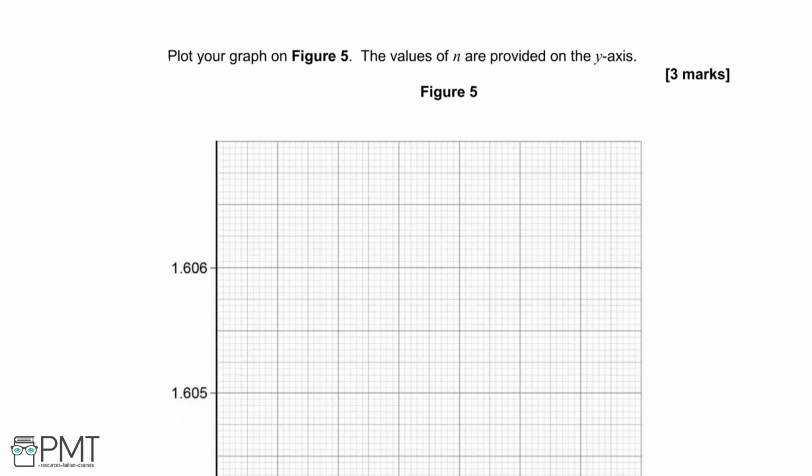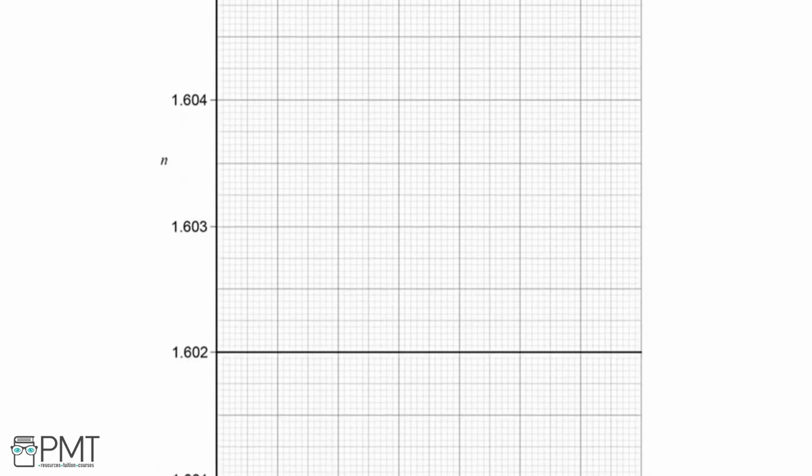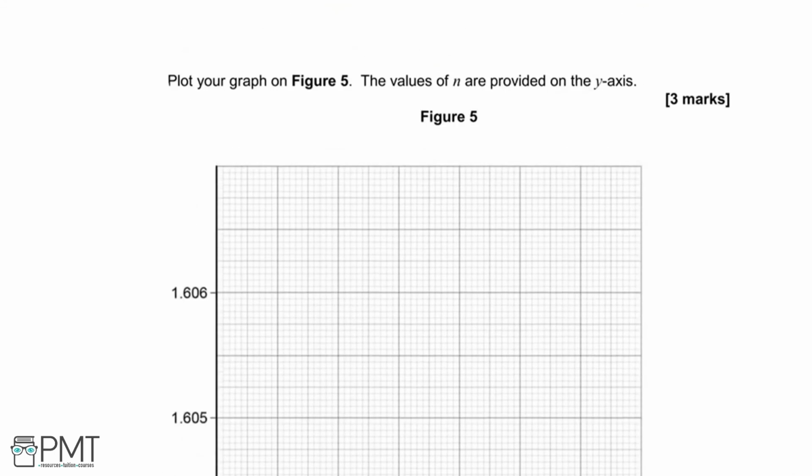Plot your graph on figure 5. The values of n are provided on the y-axis. So this should be fairly straightforward. As long as you've got the correct values of 1 over lambda squared, then you can put those straight onto the graph. Obviously, if you've got some of those answers wrong, then it's unlikely those errors will be carried forward. As long as the examiner can see that you've used the exact values that you're given in the table, then that should be fine.